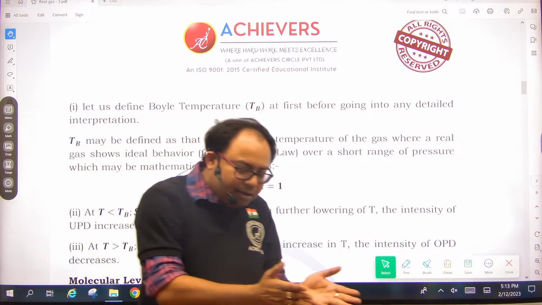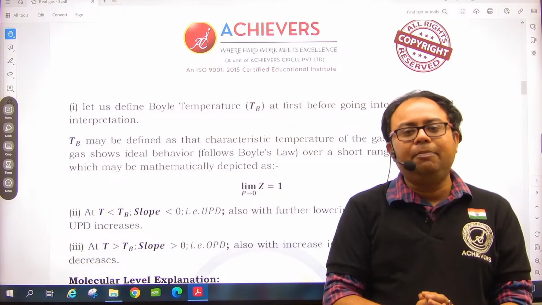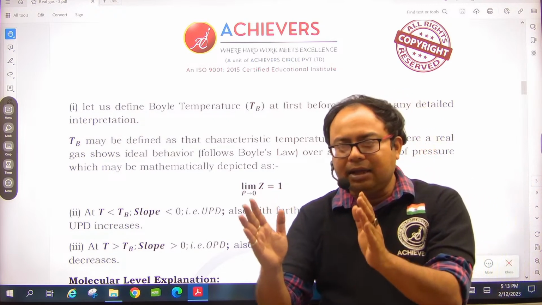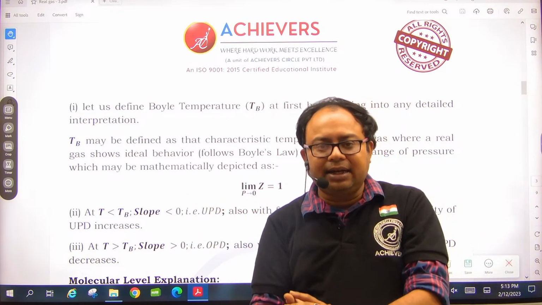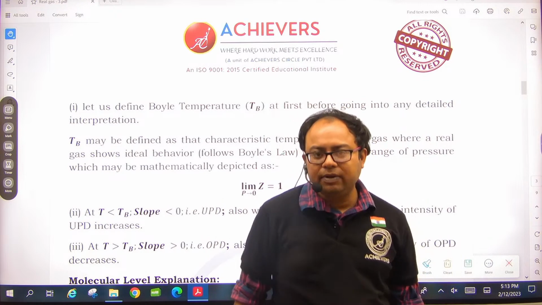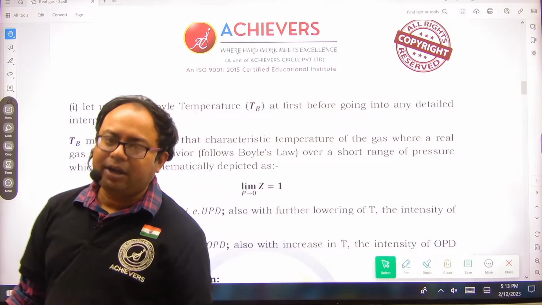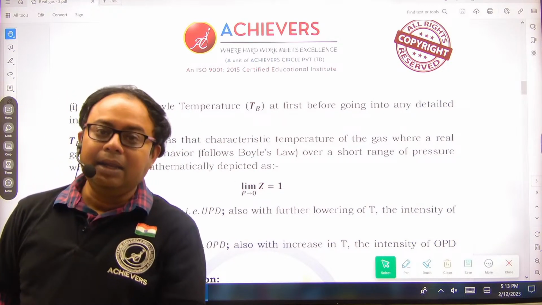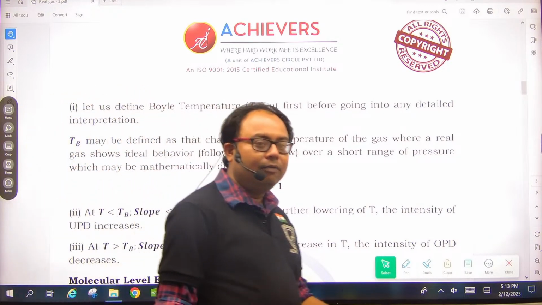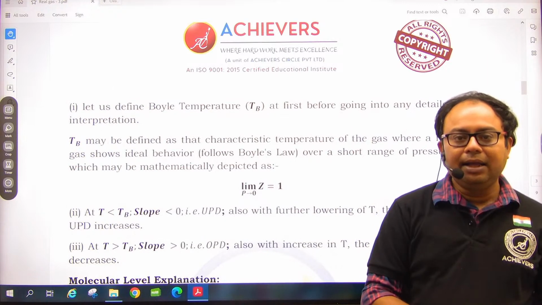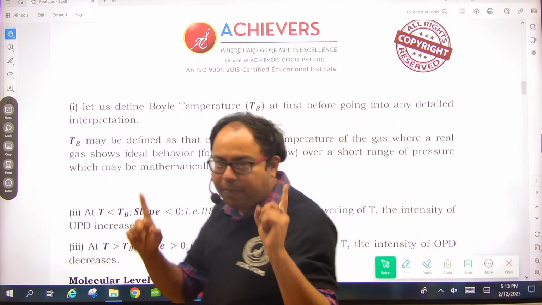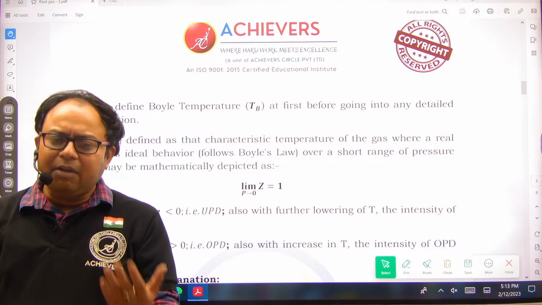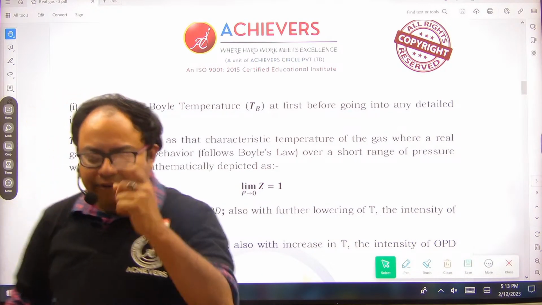Like melting point at a particular pressure. Say melting point of ice is 0 degree centigrade at a pressure of 1 atmosphere. That is the property of water defined at a particular pressure. Similarly, TB, which is known as the Boyle temperature, is the property of a particular real gas. How come it becomes a property of a real gas? Very simple, you see.